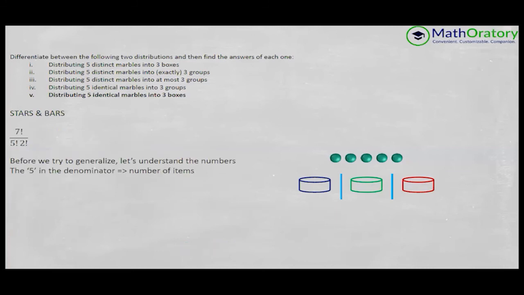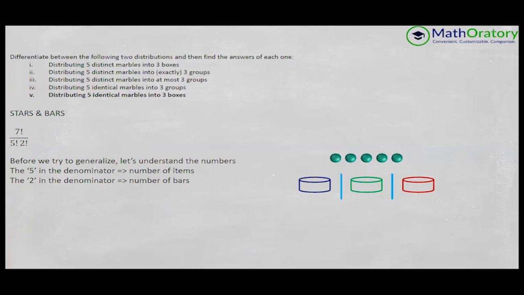If you look at the 5 in the denominator, in the 5 factorial, the 5 is the number of marbles that we have. The 2 in the denominator is the number of bars, right? But if you remember, the bars are something that we have developed. So where did the bars come from?